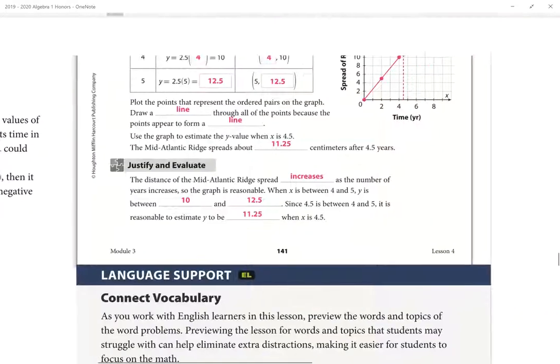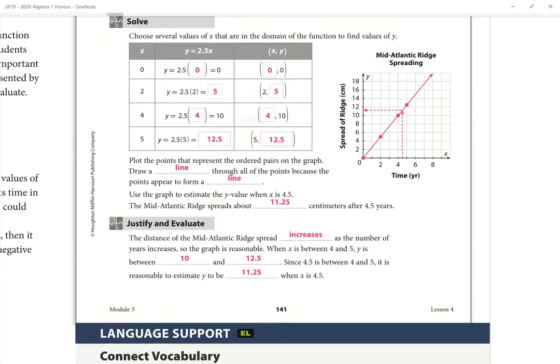And that's how you'll do these word problems. So you'll have to pick values of x yourself, just like you did with regular functions, and graph it. But only pick values of x that make sense in your domain, something that's reasonable, okay?